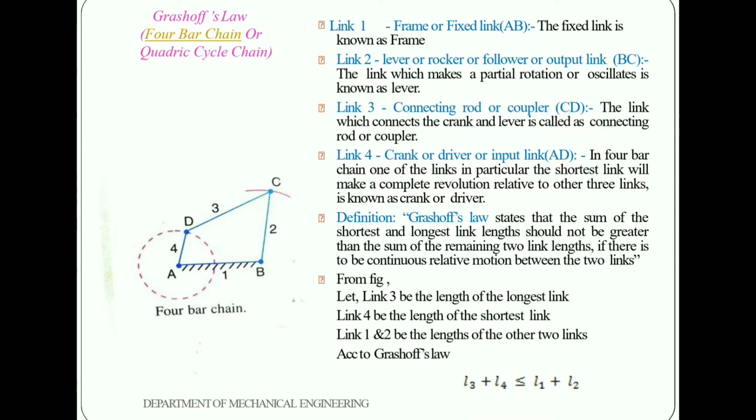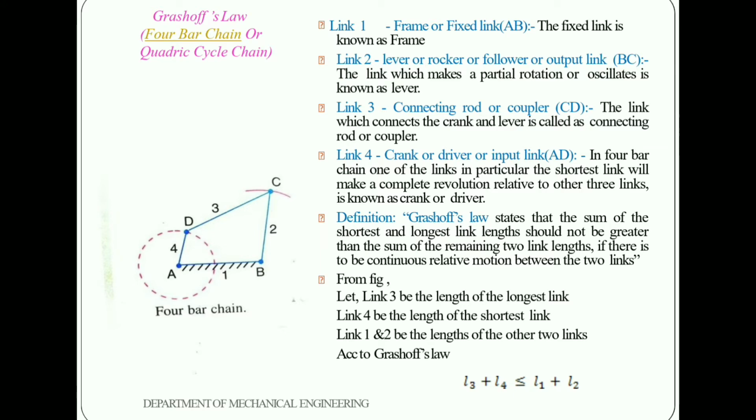Next one is the lever, otherwise called a rocker or follower. The link which oscillates, that is, rotates partially, is called a partial rotator. It is called a lever or rocker or follower. Here we see the diagram. BC is called a lever or a rocker or a follower. These are the 4-bar chain links. It transmits the power from one link to another link.